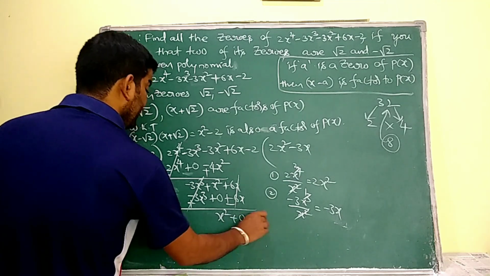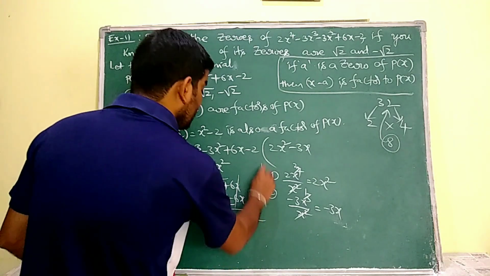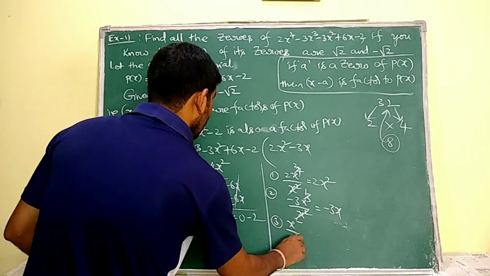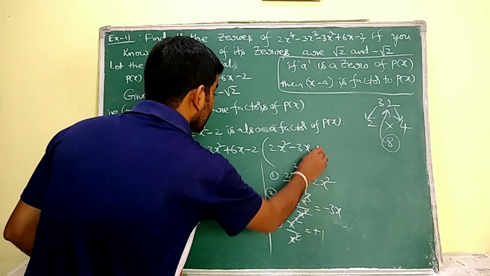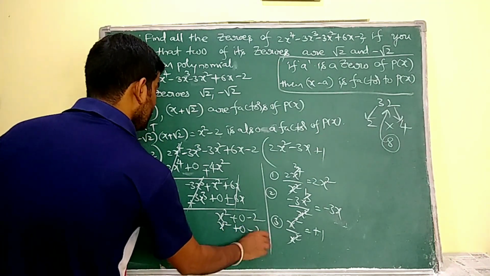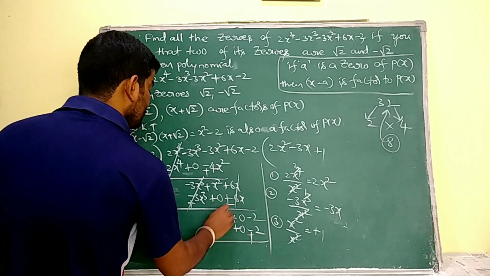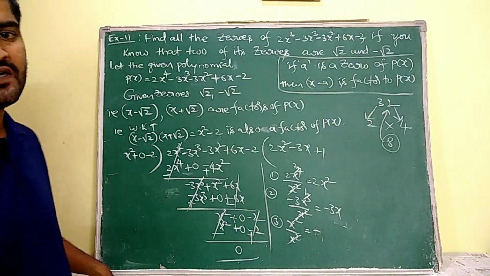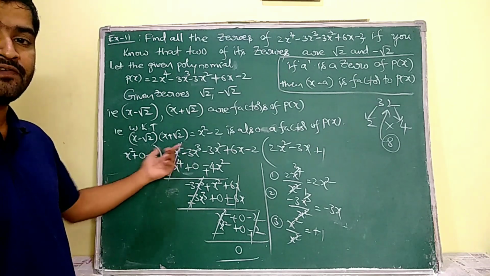Plus 0 minus 2. So now the third term in the quotient is x square by x square, that is plus 1. So plus 1 in the sense x square plus 0 minus 2. Minus plus, everything is going to be cancelled. Definitely you have to obtain the remainder as 0 because we are dividing the polynomial with a factor.